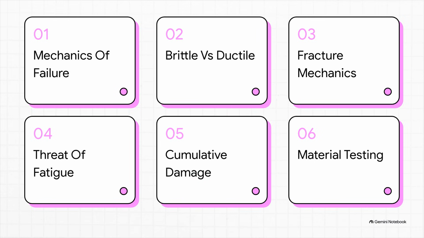Here's our visual syllabus for today. We'll be covering: 1. The mechanics of failure, 2. Brittle versus ductile fracture, 3. Linear elastic fracture mechanics, 4. The threat of fatigue, 5. Tracking cumulative damage, and 6. Material testing and prevention.